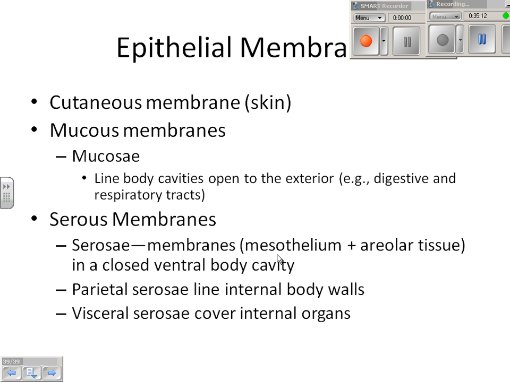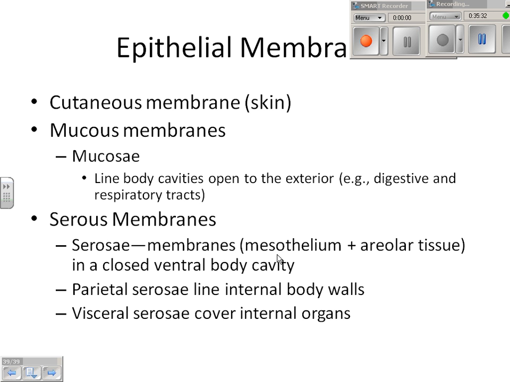Now, I'm going to just introduce you to the epithelial membranes, the skin. The next chapter we're going to talk about is going to be the integumentary system, and we're going to talk a great deal about the skin. So that'll be the next chapter. We refer to the skin as our cutaneous membrane. So that's the external membrane, the skin.